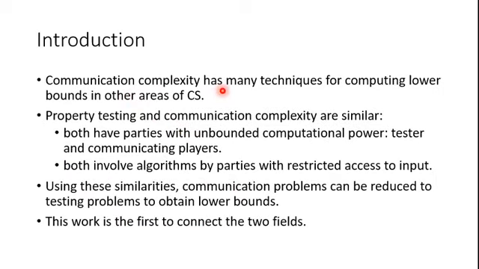Communication complexity has many techniques for computing lower bounds in other areas of computer science, so it stands to reason that it might also be relevant for property testing lower bounds. This claim is strengthened even further when we notice that property testing and communication complexity are quite similar. They both have parties with unbounded computational power: on the one hand, we have the tester, and on the other hand, we have the communicating players. Also, both of them involve algorithms by parties with restricted access to their input.